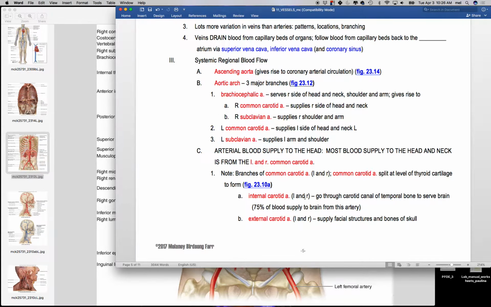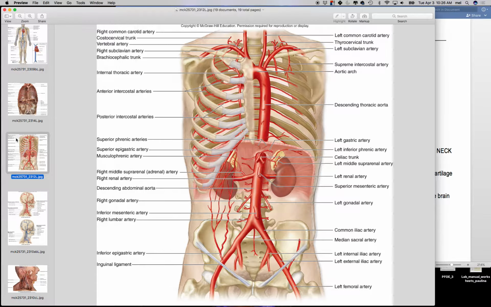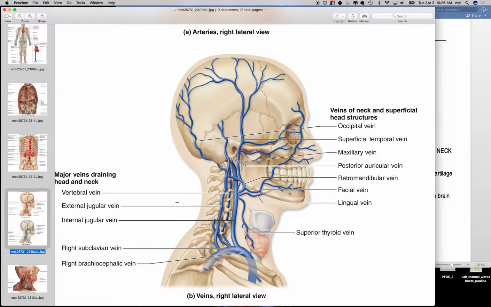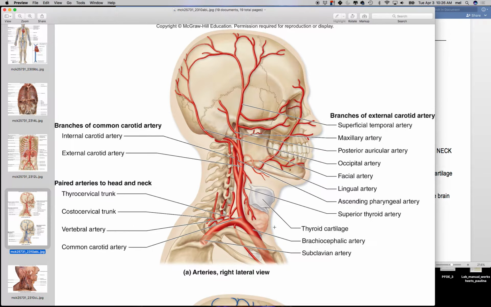So once we get arterial blood supply to the head, it is going to come primarily from the common carotid arteries. And remember, whenever you have a common, it's going to split, okay? So the common carotid arteries are going to run up the neck, right? And then they're going to split. So let's look at a different view, right? So here we go on the right side. So in order to get blood to the right side of the head, I'm going to have to go aortic arch, brachiocephalic artery, and then common carotid.